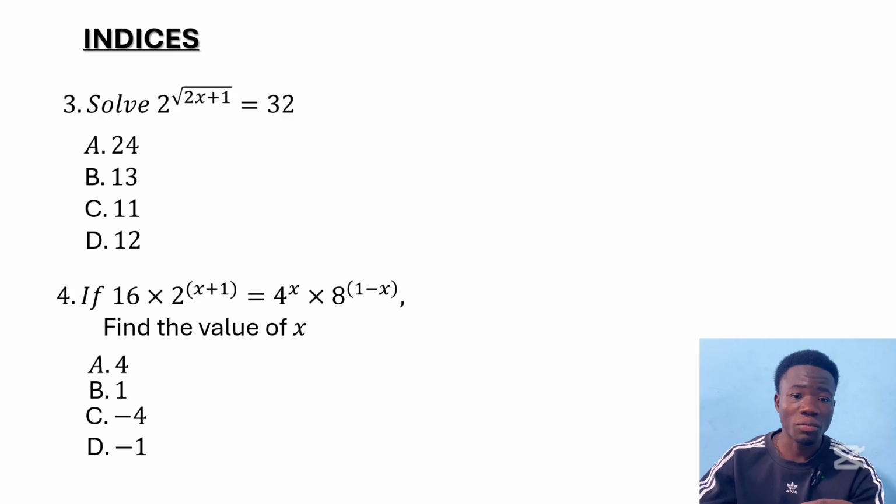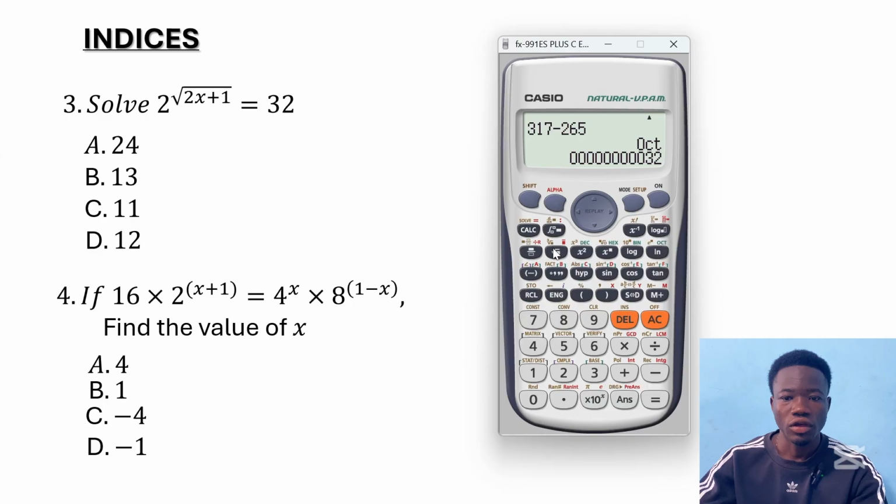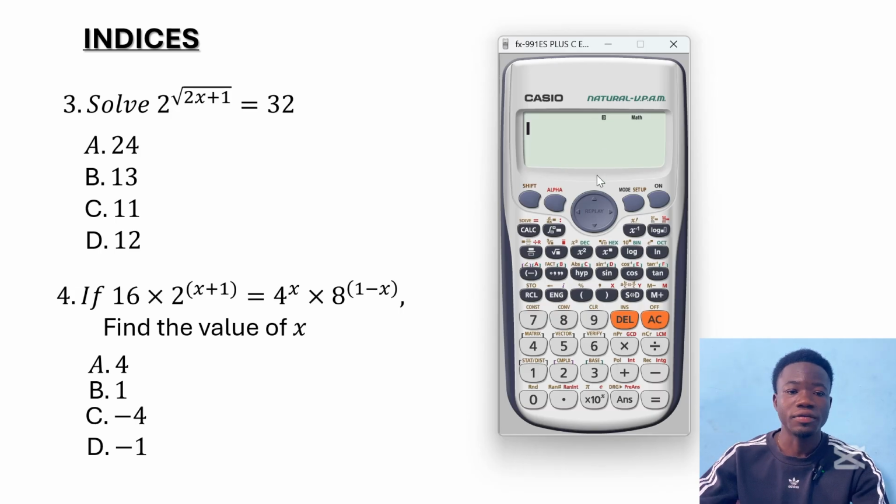Now let's look at some indices questions. The first indices question is: solve 2 exponent root of 2x plus 1, which is equal to 32. You first have to get your calculator. Let's clear this, and now we are going out of the number base. I just click on the mode and then 1, and you see the symbol here is now D.